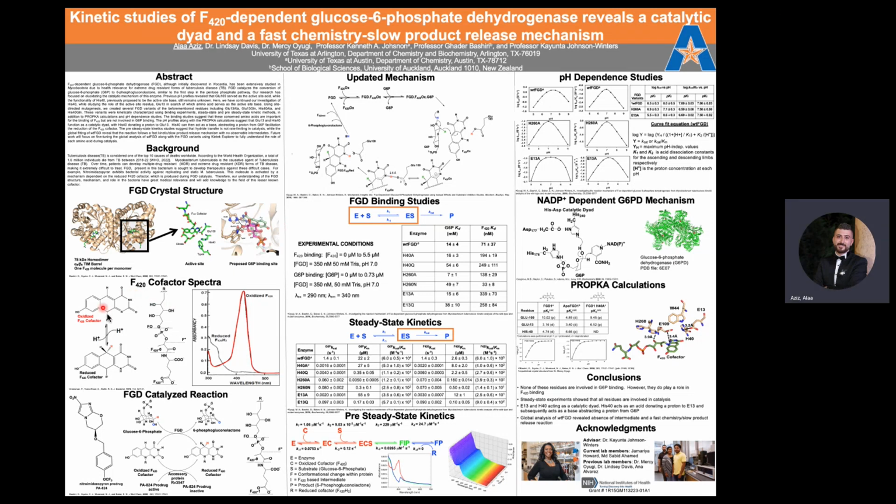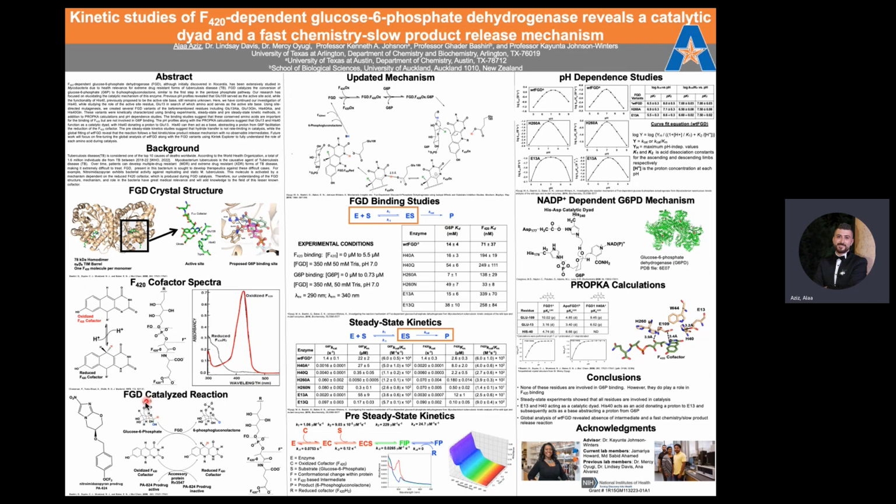The F420 cofactor is spectrophotometrically distinct. The oxidized form shows a high absorbance at 420 nanometers. Upon reduction, it loses its high absorbance and gains a shoulder at 320 nanometers. This is what allows us to do the type of chemistry we do in our lab, where we look at the reduction rate of the F420 cofactor.